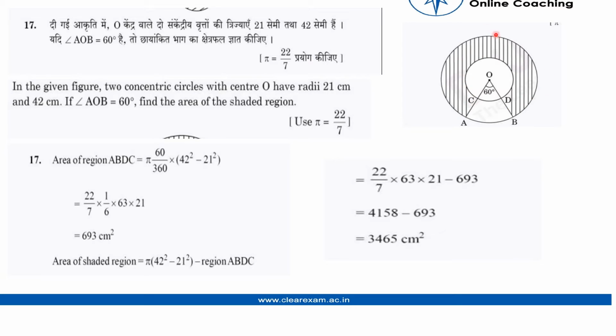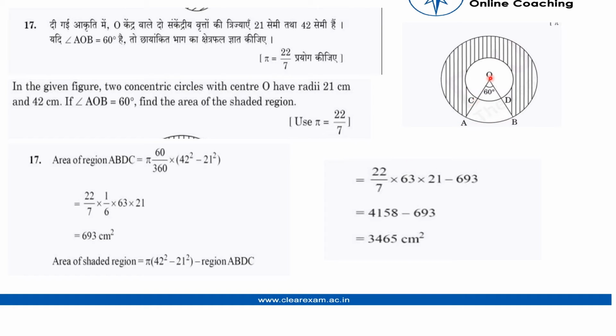To find the area of this region, we have to find the area of the whole circle, and then we have to subtract from it the area of this A, B, C, D region, the whole region.